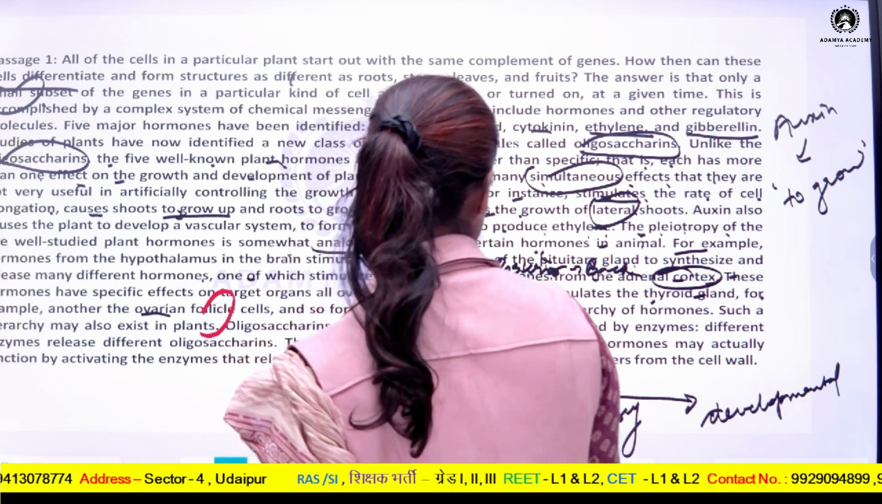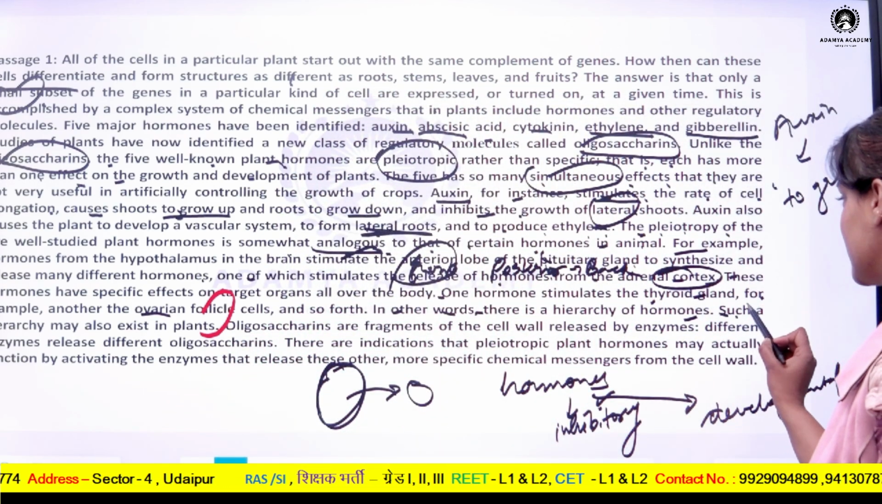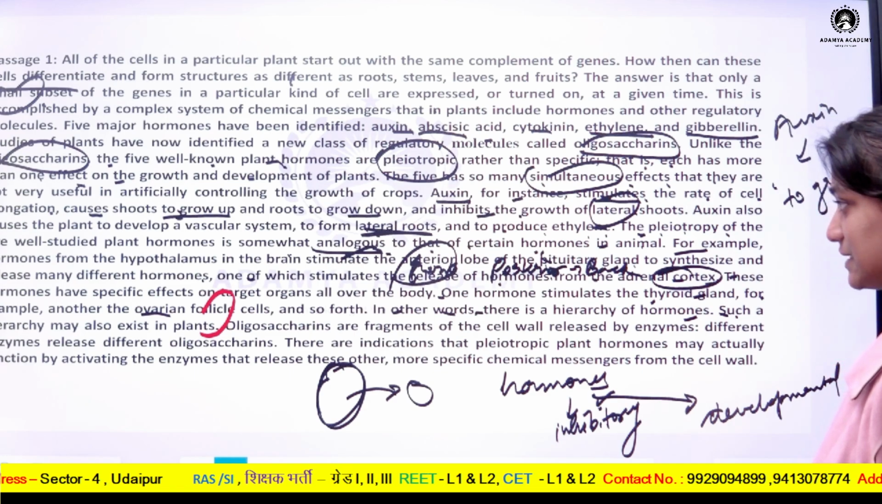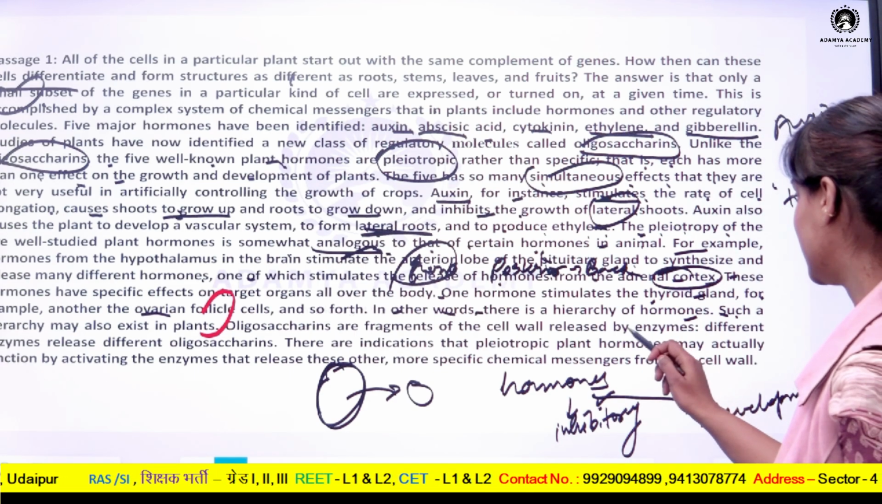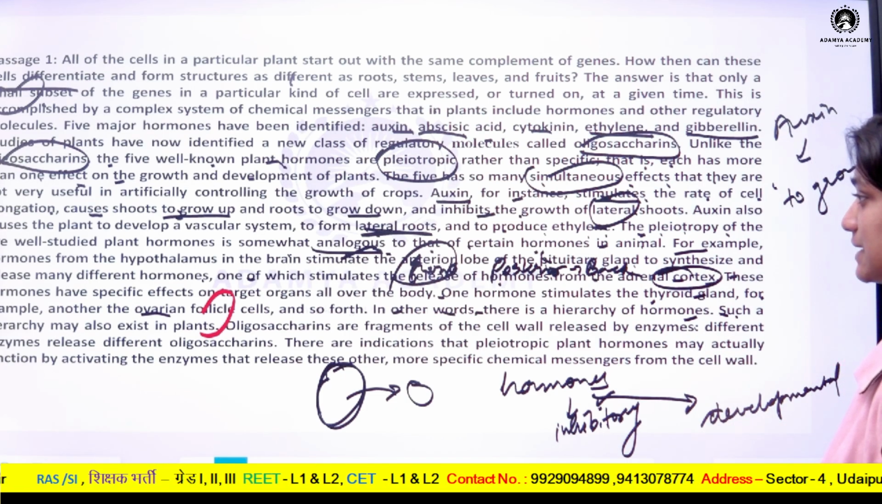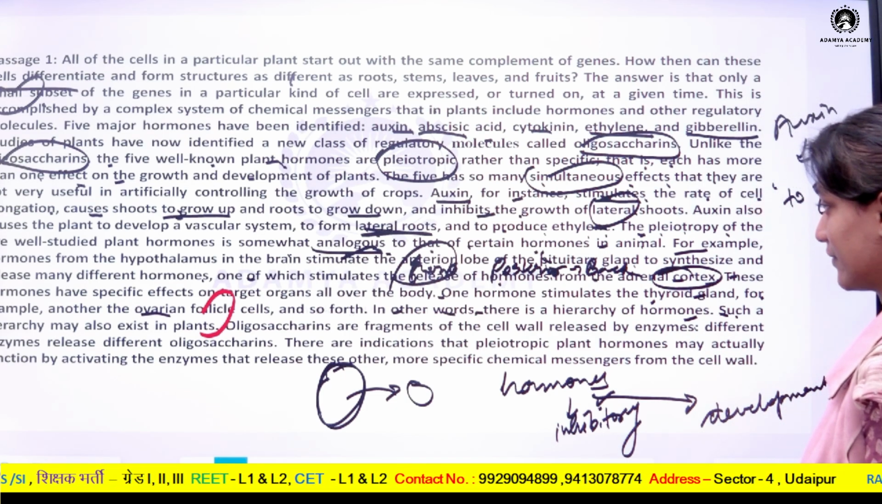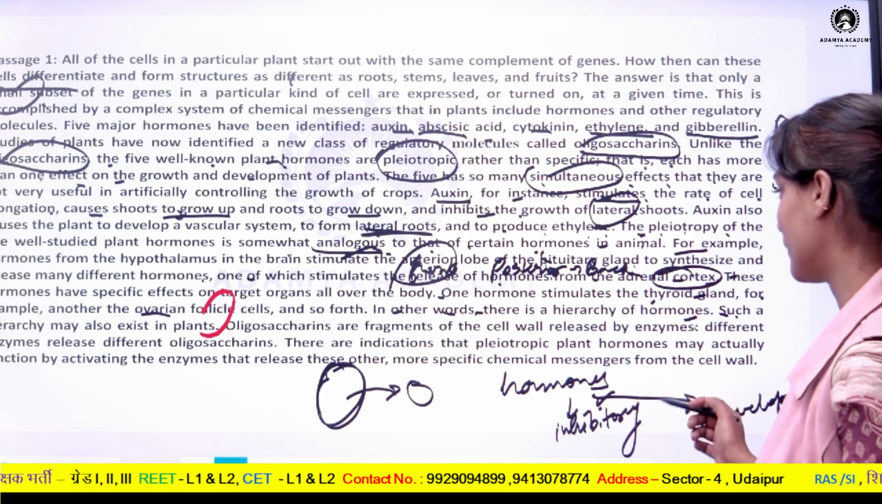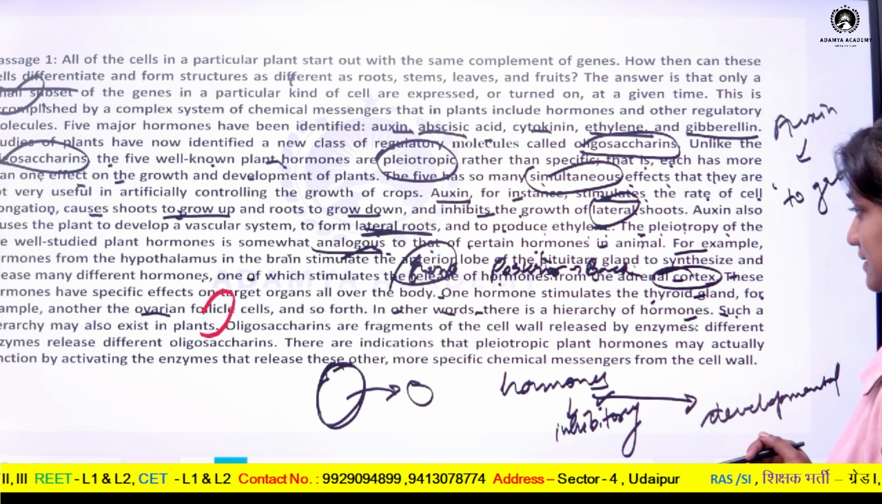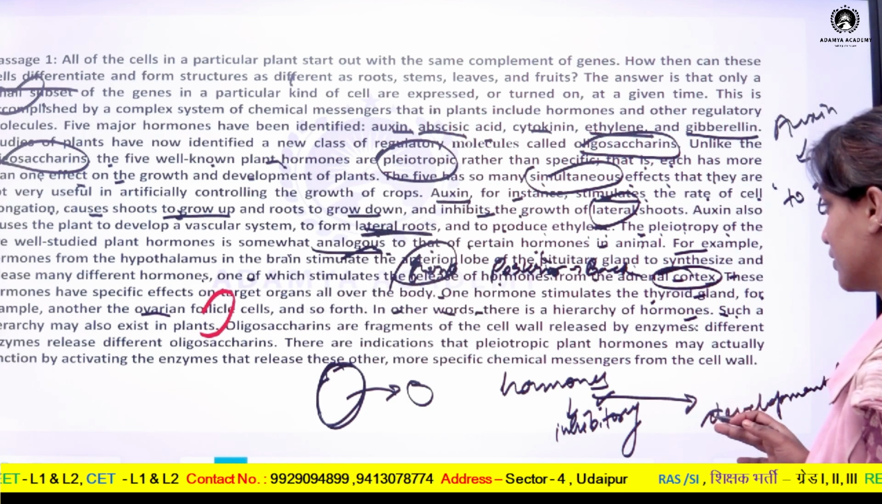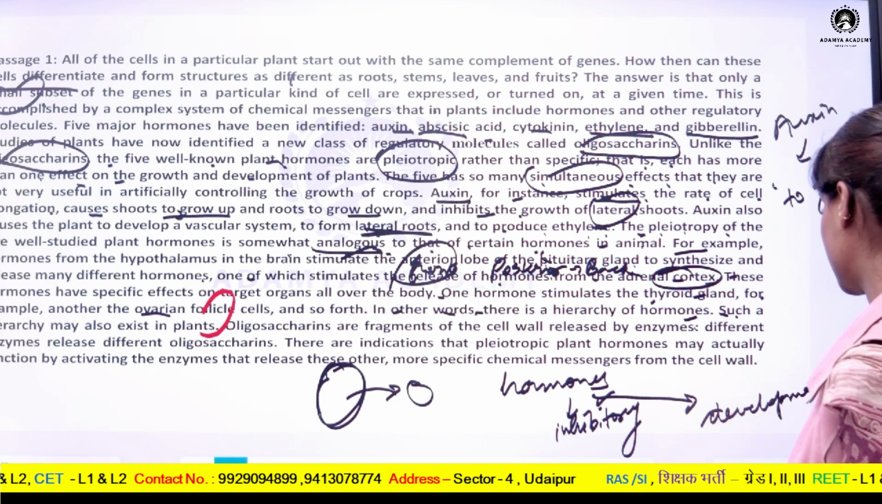In other words, there is a hierarchy of hormones. Such a hierarchy may also be seen in plants. Oligosaccharides are fragments of cell wall released by enzymes. Different enzymes release different oligosaccharides. There are indications that pleiotropic plant hormones may actually function by activating the enzymes that release these other more specific chemical messengers from the cell wall.